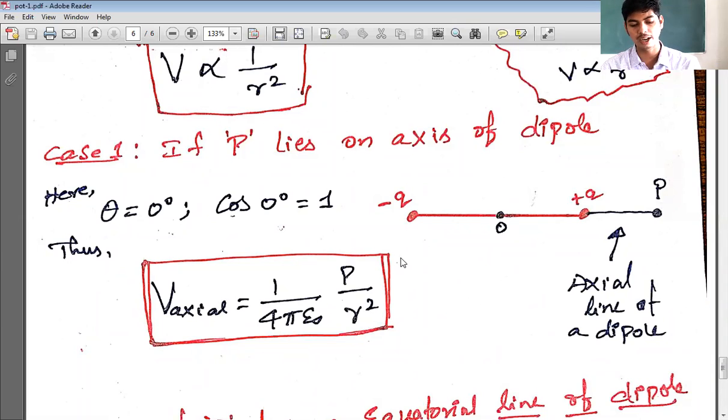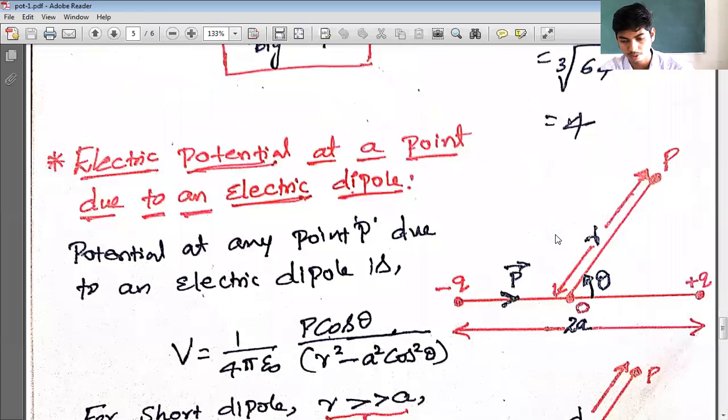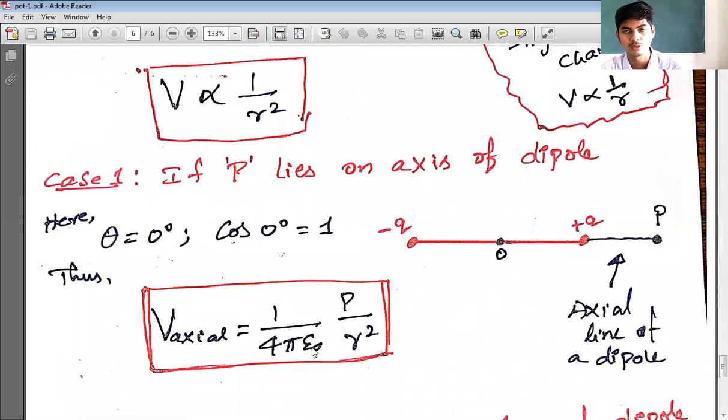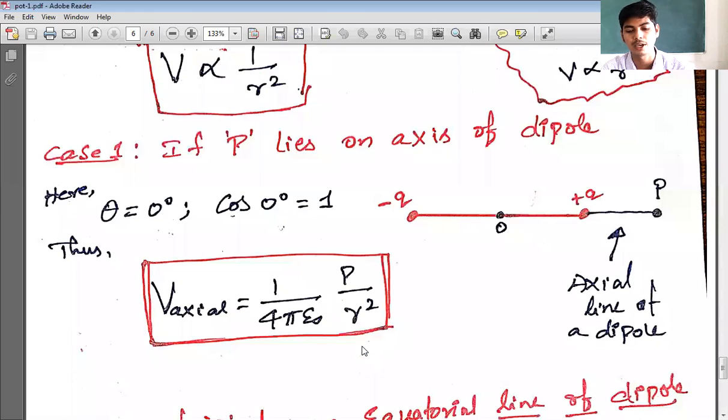Electric potential at a point on the axial line of a dipole: when the point lies on the axis of the dipole, theta becomes equal to 0. Show me what theta is in the diagram, this is theta. If this line comes onto the axis, what does theta become? 0. Cos 0 is 1. So the electric potential at a point on the axial line, V axial, is equal to 1 by 4 pi epsilon naught P divided by R square. V axial is inversely proportional to R square. Am I clear with this point? Clear?